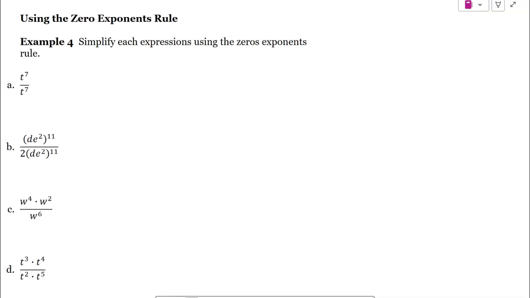Using the zero exponents rule. Simplify each expression using the zero exponents rule.